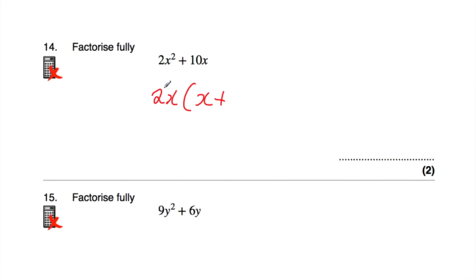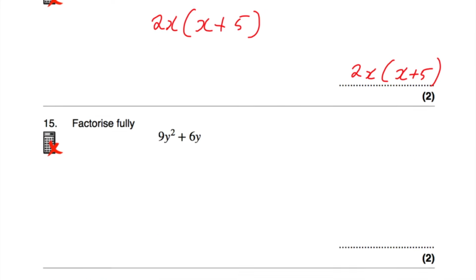Well, we've taken out the x, and then we're dividing by 2, so that will just leave us with 5. And if we check, we've got 2x times x, which is 2x squared, and we've got 2x times 5, which is 10x, and we've got our plus sign. So the answer would be 2x, open brackets, x plus 5, close brackets, and that's it. Okay, let's have a look at our next question.